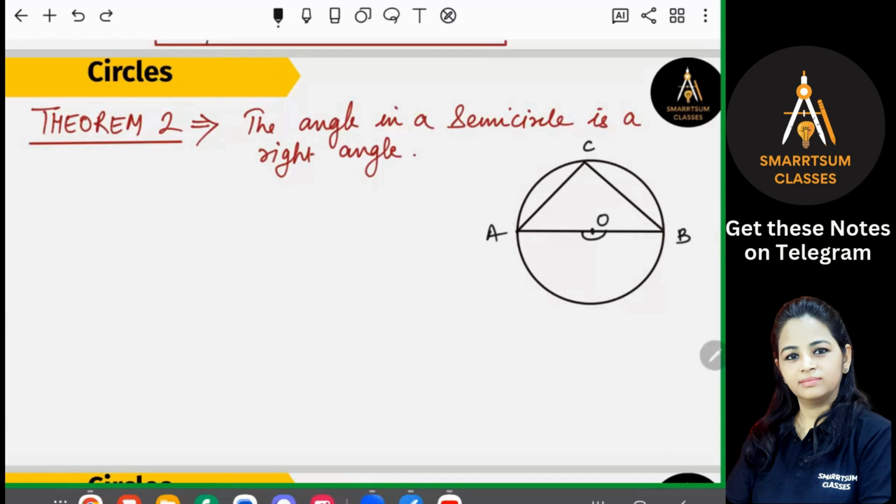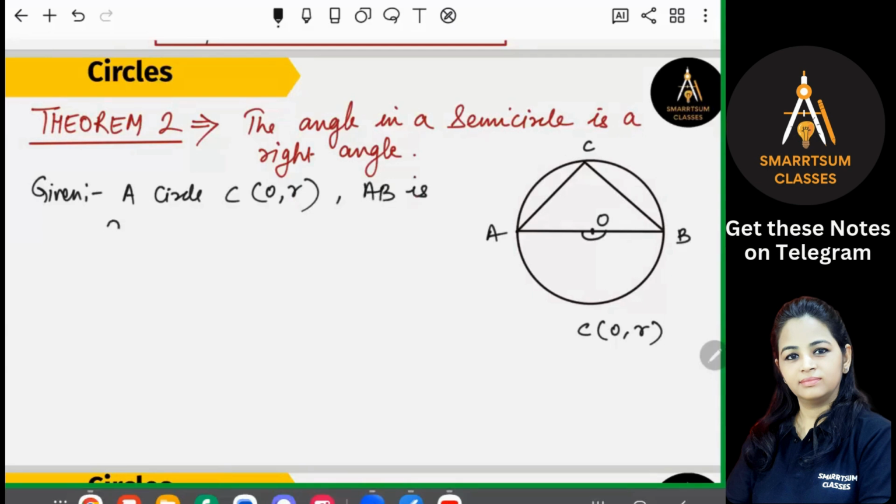So what is given here? First write down what is given. Given is a circle C with center O and radius R, right? AB is the diameter of it. AB is the diameter, right? It is the chord passing through the center, right? Then only you will get a semicircle, right?